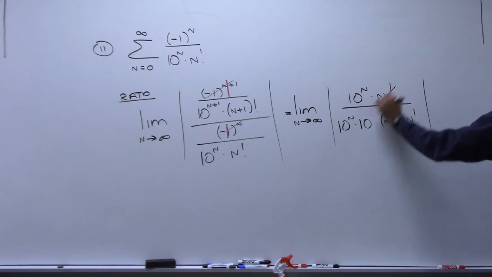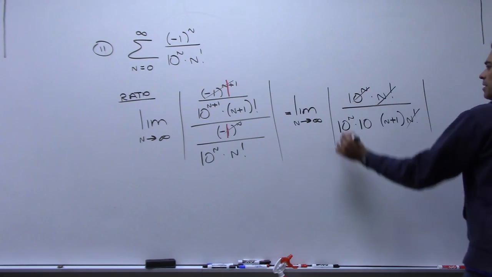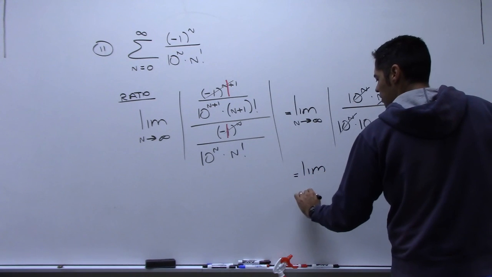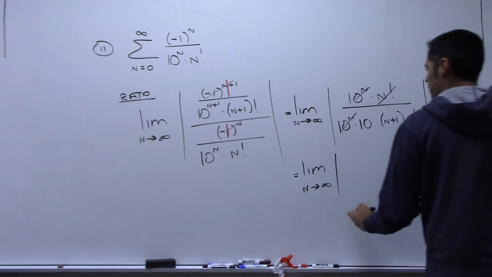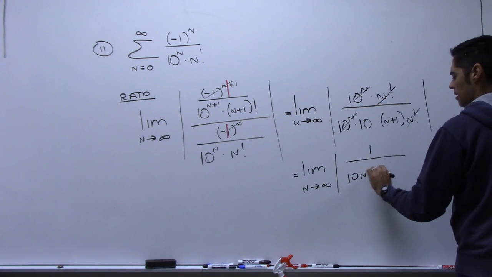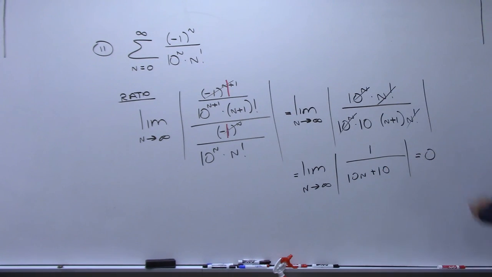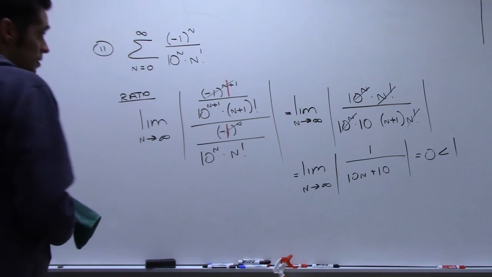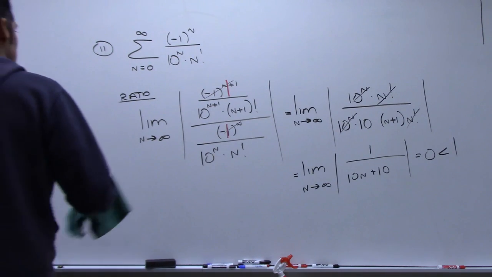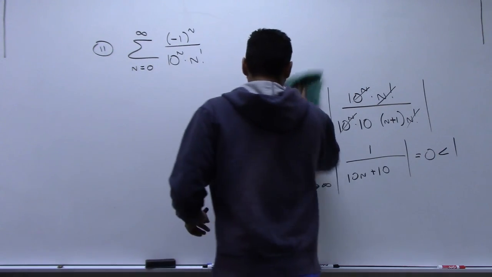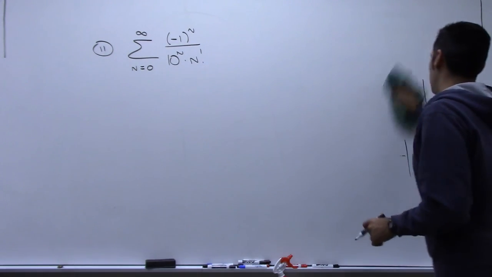And I do that because these n factorials will cancel, the 10 to the n's will cancel, and what you're left with is the limit as n goes to infinity, the absolute value of 1 over, and this is just 10n plus 10, and that goes to 0, which is definitely less than 1. Therefore, this alternating series converges. Now, again, I've got to figure out how far I've got to go out to get an estimation.